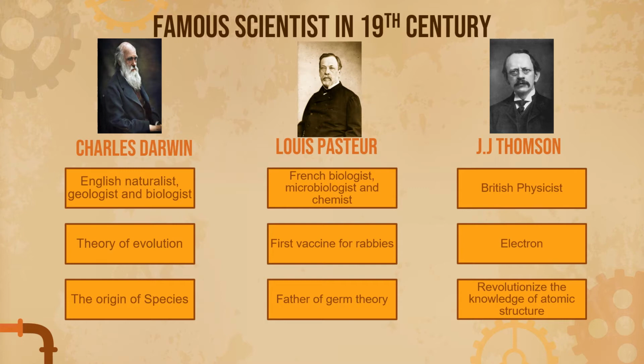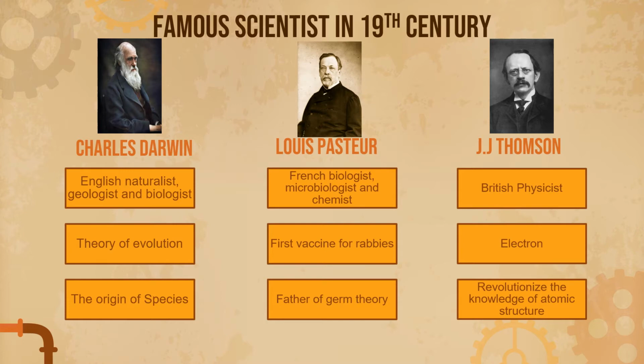First, here we have Charles Darwin. Charles Darwin was an English naturalist, geologist, and biologist. He is famous for his discovery of the theory of evolution by natural selection. The theory of evolution was outlined in Darwin's book, The Origin of Species. The four main components of natural selection are variation, inheritance, rate of population growth, and differential survival and reproduction.